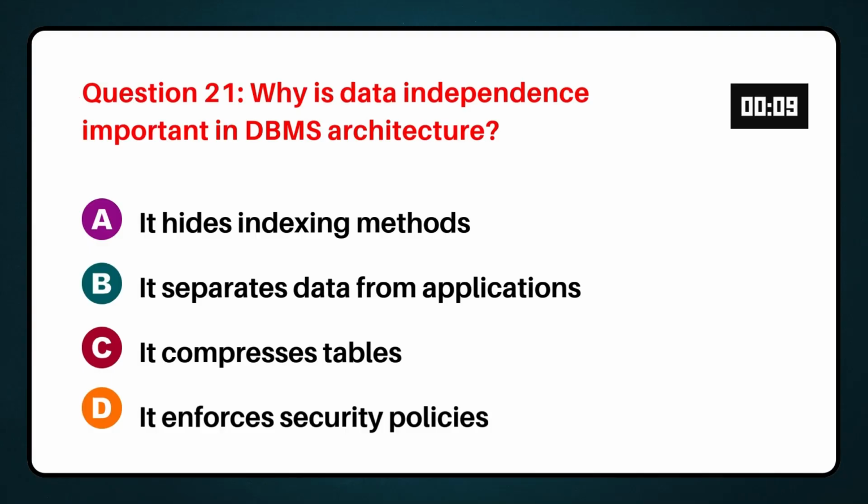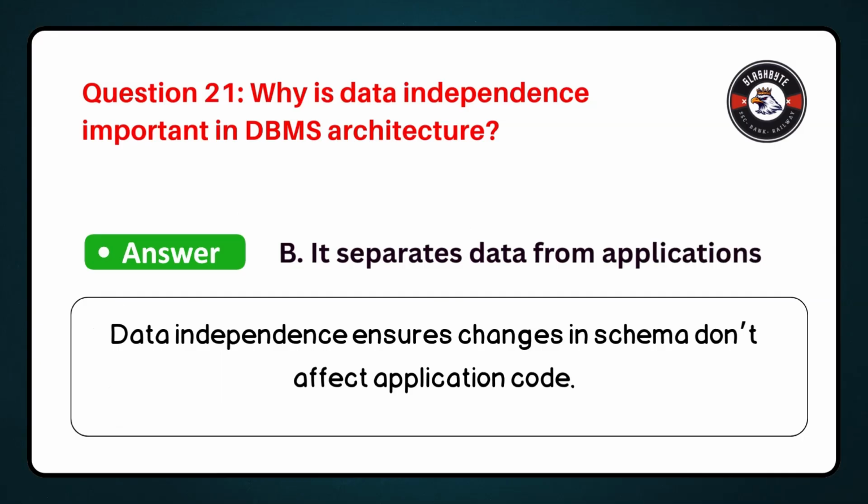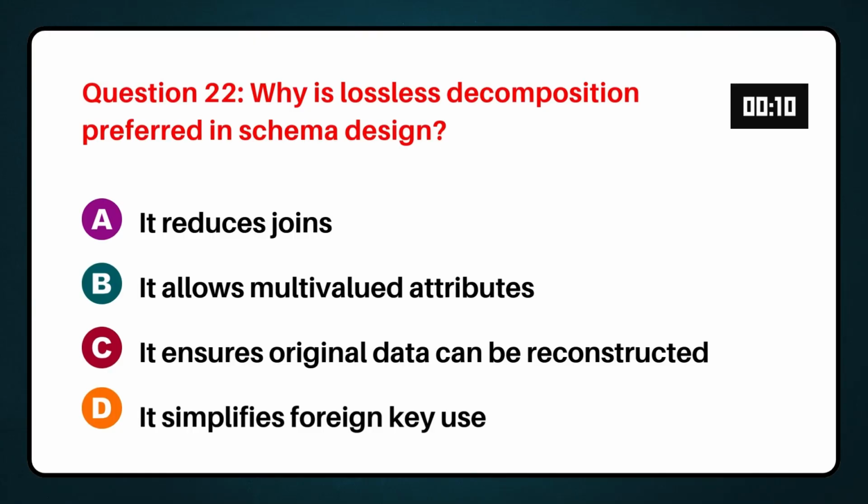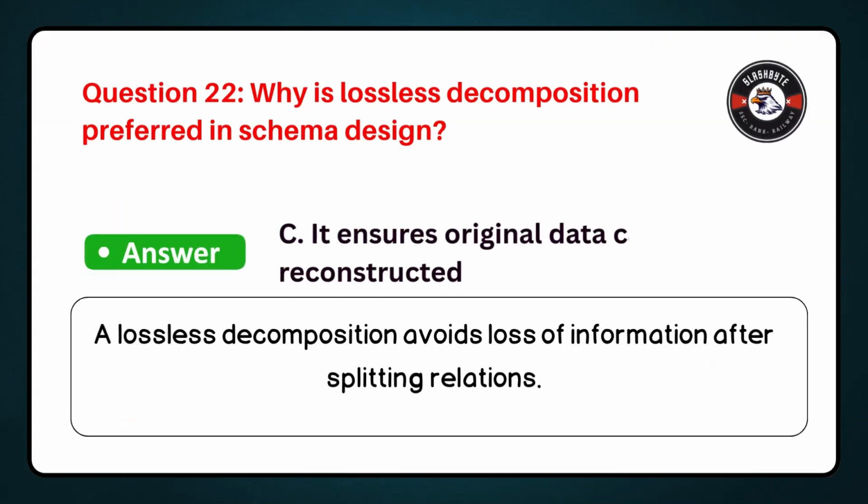Question 21. Why is data independence important in DBMS architecture? Correct answer, B. It separates data from applications. Question 22. Why is lossless decomposition preferred in schema design? Correct answer, C. It ensures original data can be reconstructed.